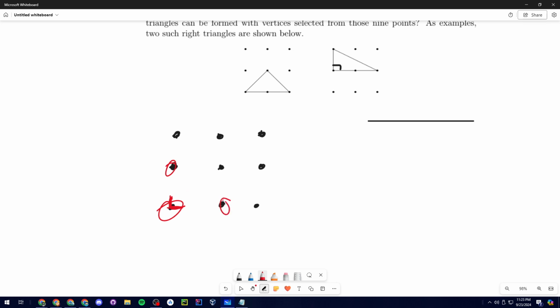I could do this and this, right? That would be something like that. I could do this and that. That would be something like that, right? Essentially, I can either choose 2 of these points and 2 of these points. So I have 2 times 2 pairs for that.